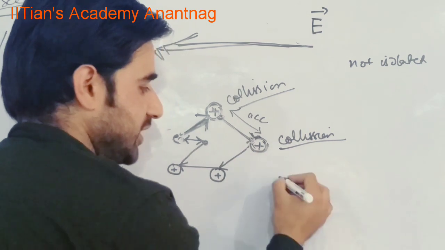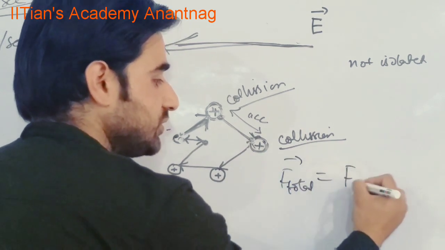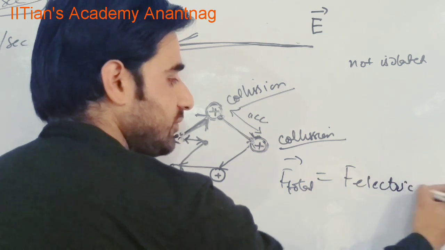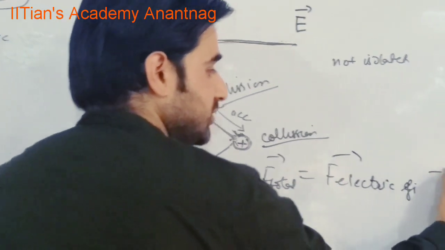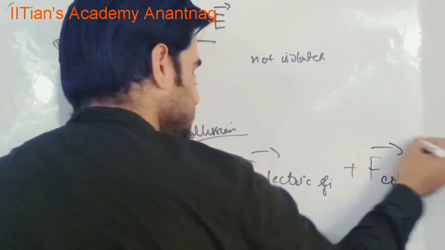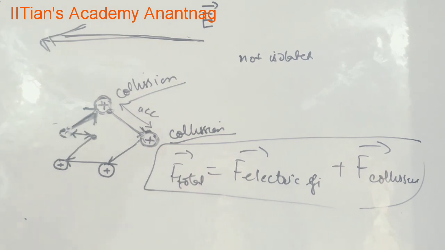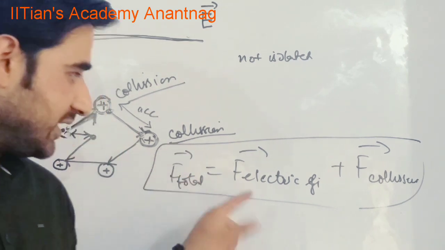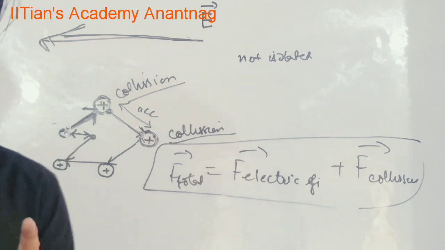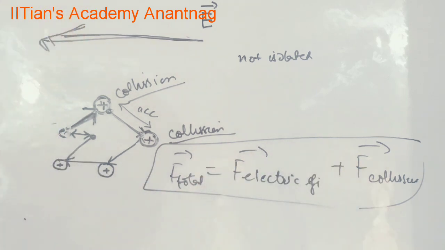If I take the total force on the electron, that is force due to electric field plus force due to collisions. Later on I will be discussing these things in detail, so I will make things very clear. When I am seeing the total force on the electron, it is not only the force due to electric field. There is one more force, that is due to collisions, because they are colliding with the positive ions.